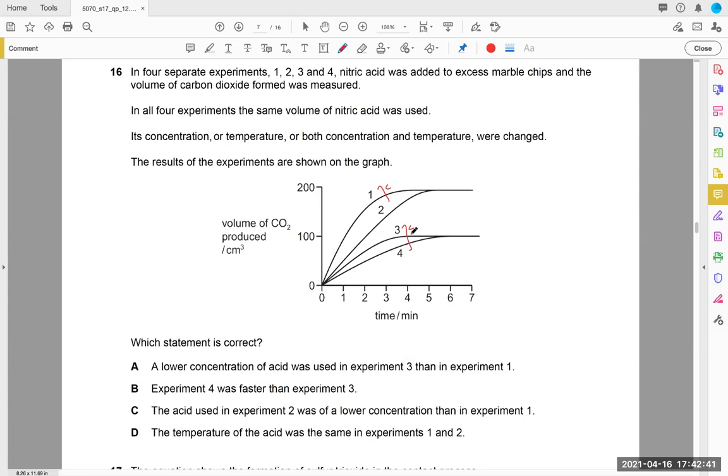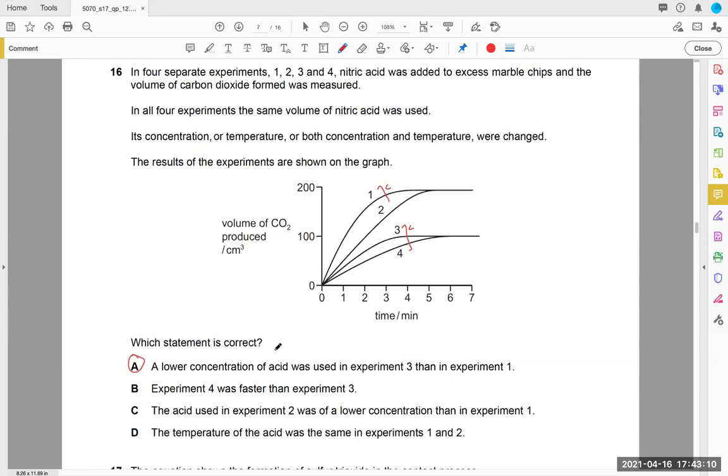Okay, let's see. A lower concentration of acid was used in experiment 3 than in experiment 1. That is true because you were getting less product out. So concentration increase करने से product amount will also increase. So this is true. So A is our answer. Let's consider the others. Experiment 4 was faster than experiment 3. That is clearly wrong because the sooner anything becomes a flat line, the faster the reaction. And secondly, the gradient is higher in 3 than 4.